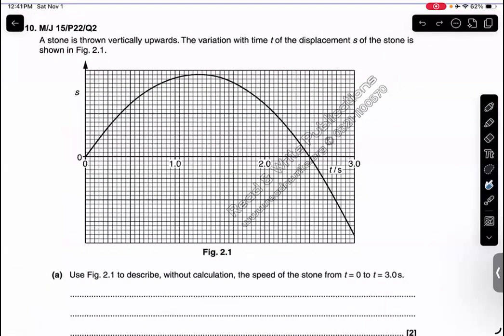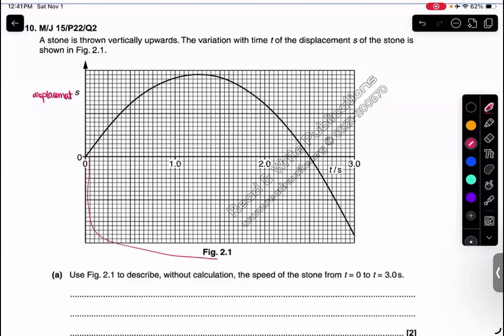Question number 10. A stone is thrown vertically upwards. The variation with time t of the displacement s of the stone is shown. Okay, so this is a graph of displacement time. Keep in mind, this is displacement time. Very important. Can you try to figure out what this graph is telling me? Take 2 minutes and try to just read it and tell me what this graph is telling me. What story is it telling me?